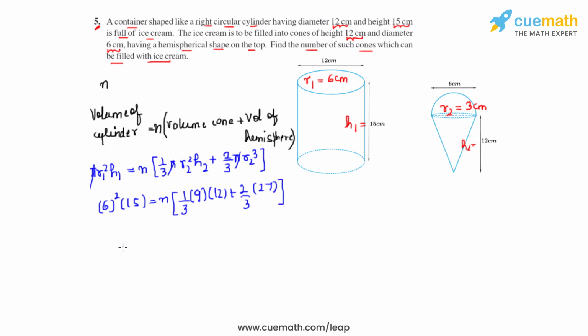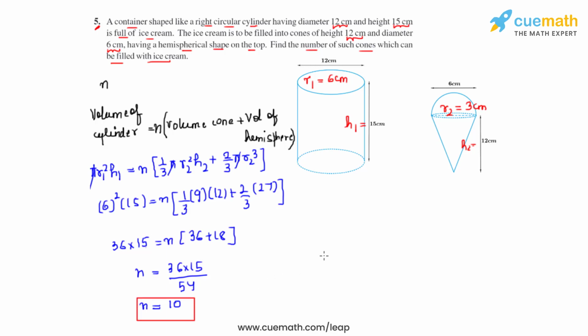So on simplification, we get that 36 times 15 equals N times 36 plus 18. So that gives us N to be equal to 36 times 15 divided by 54. So that on further calculation and simplification gives us the value of N to be equal to 10. So the number of ice cream cones which could be filled with the ice cream which was there in the cylindrical container were 10, and that is the answer for this question.